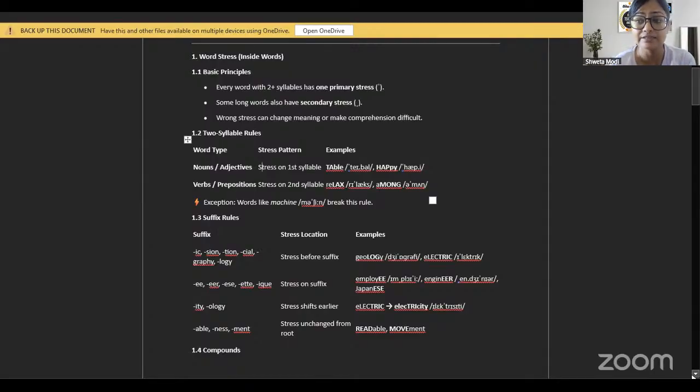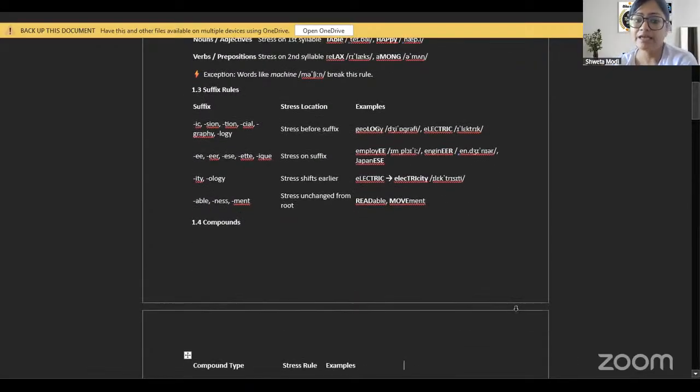Now let's talk about the suffix rules. In some suffix, we have the stress before the suffix. In some, we stress on the suffix. In some, we stress a little early from the suffix. And in some, the stress is on the root word. So please have a look here and put stress on the capital letters when you read these words like geology, electric, employee, because the stress is on the suffix, electric, and readable.